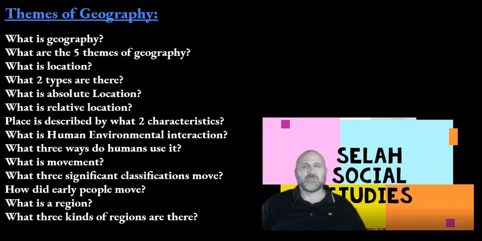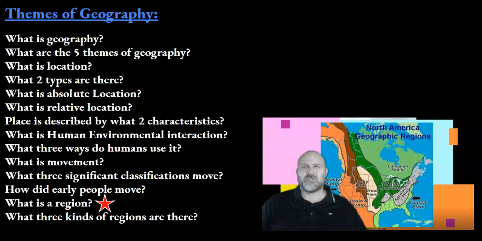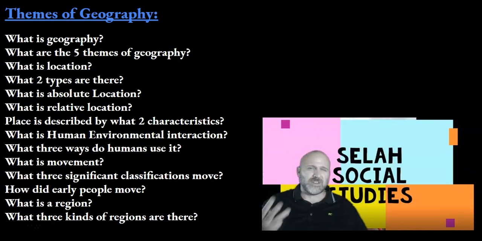The last theme we're going to talk about is region, and regions are places that are similar. And a lot of regions share many characteristics. That's what makes up the regions. They have many similar characteristics, and they are usually more than one of them. There are three different types of regions: formal, functional, and perceptual.